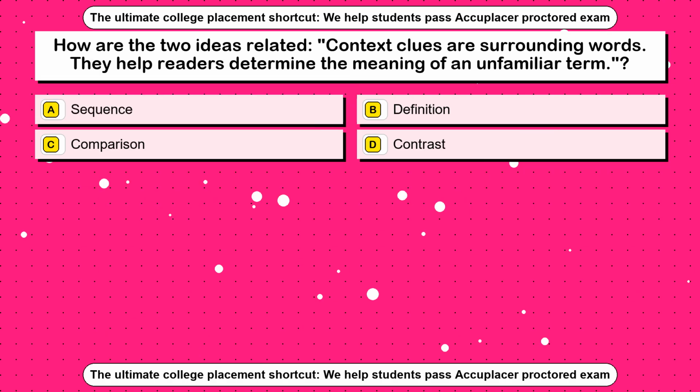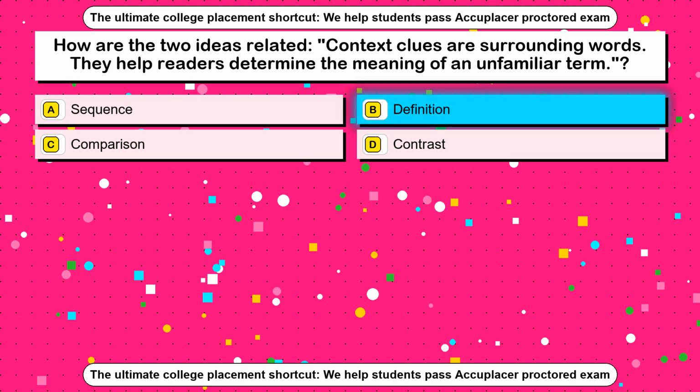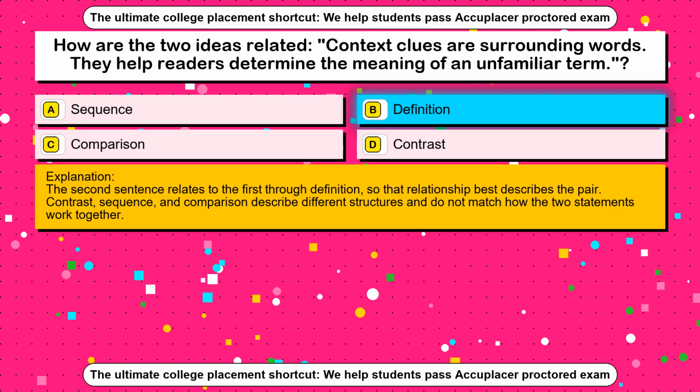Question 81. How are the two ideas related? Context clues are surrounding words. They help readers determine the meaning of an unfamiliar term. Option A, sequence. Option B, definition. Option C, comparison. Option D, contrast. The correct answer is option B, definition. The second sentence relates to the first through definition, so that relationship best describes the pair. Contrast, sequence, and comparison describe different structures and do not match how the two statements work together.